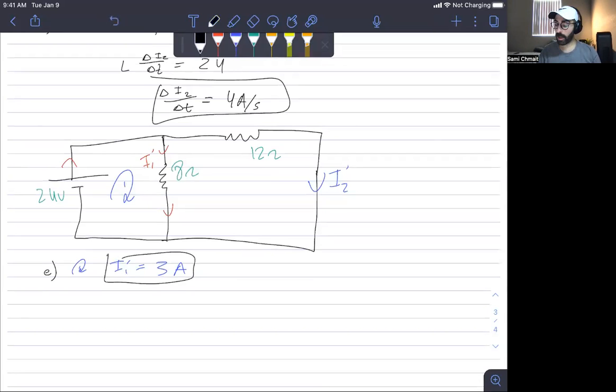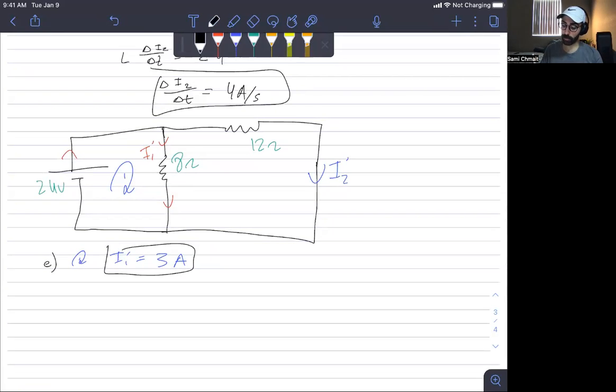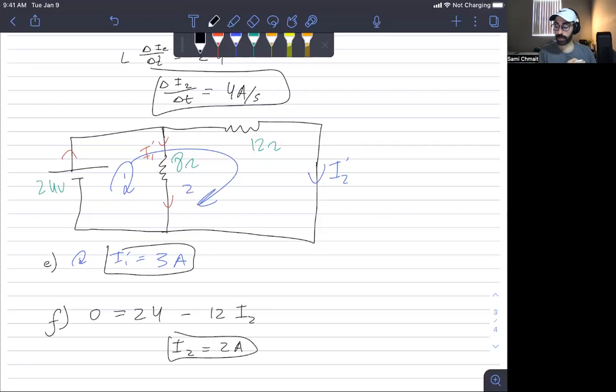Now, in F, we're asked to solve for I2 prime. This is going to be different. We have to do a new loop. Let's call that loop 2. In the same way, start behind the battery, it's equal to 24, work our way through. What's the only other circuit element we hit? It's that minus 12 I2. So solve for I2. I2 is equal to 2 amps. The inductor is gone. At steady state, you treat it as a wire.